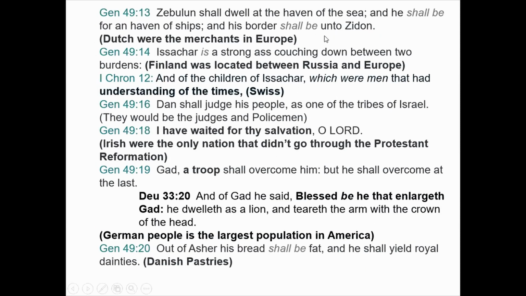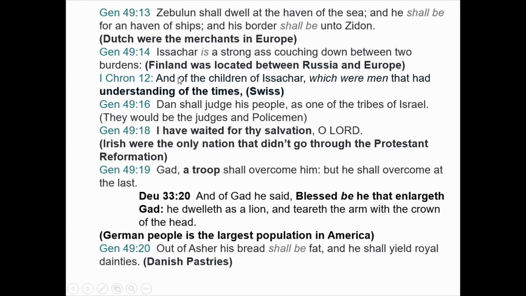Now, Zebulon, he said he would dwell by the sea and have ships. That would be the Dutch. They were merchants in Europe. Issachar, a strong ass couched down between two burdens. That would be Finland, which was located between Russia and Europe.